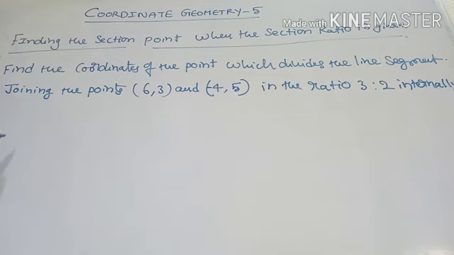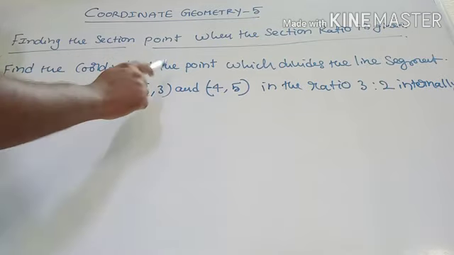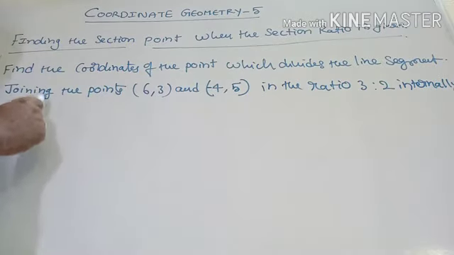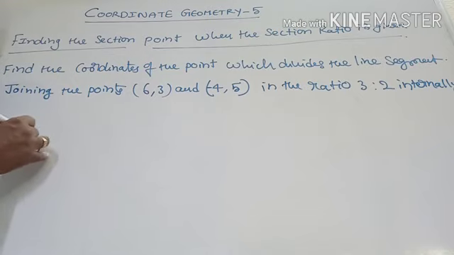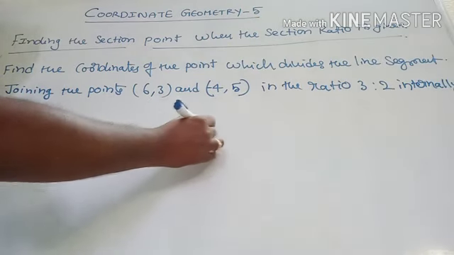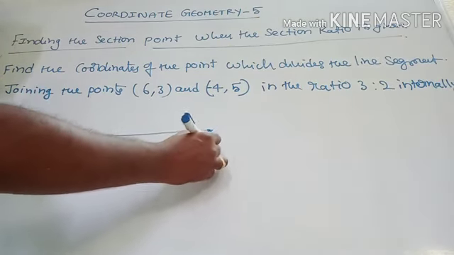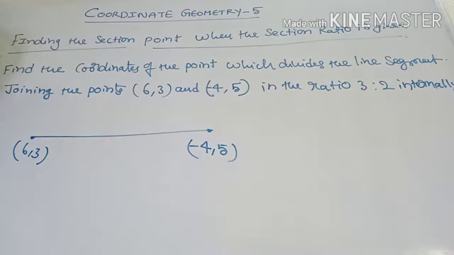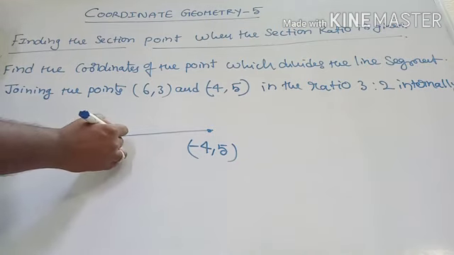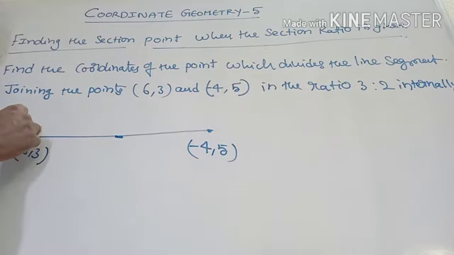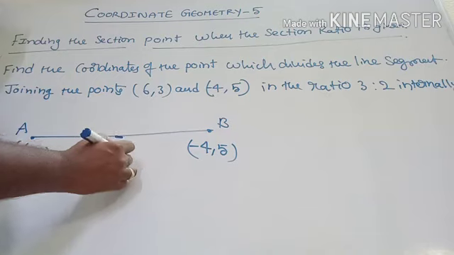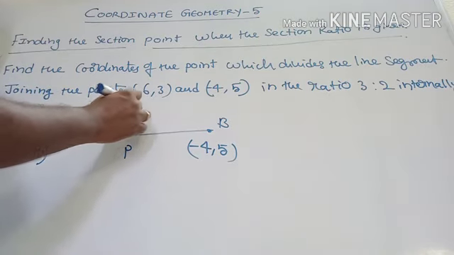For that, one problem we have here: find the coordinates of the point which divides the line segment joining the points. Here they have given 2 points, right? One point is given as 6, 3, and another point they have given as -4, 5. We need to find the point which divides this in the ratio 3:2. We take this as A, this as B and this as P, dividing in the ratio 3:2.